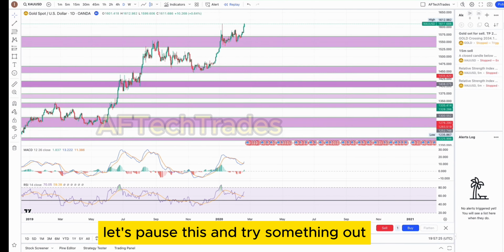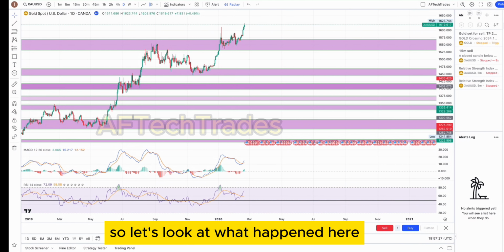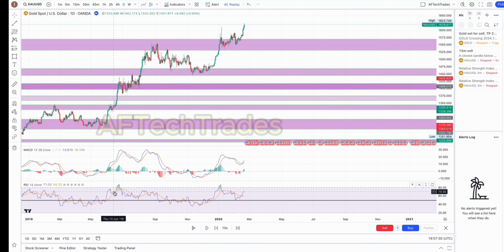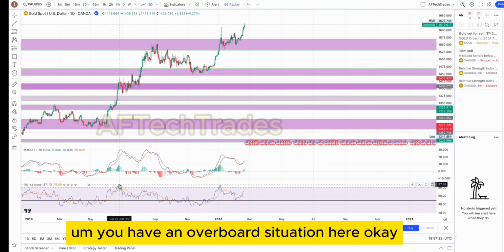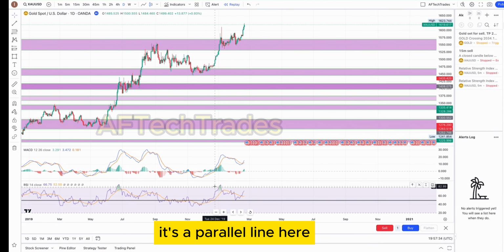Let's pause this and try something out. Let's look at what happened here. You have an overbought situation here. Okay, it's a parallel line here.